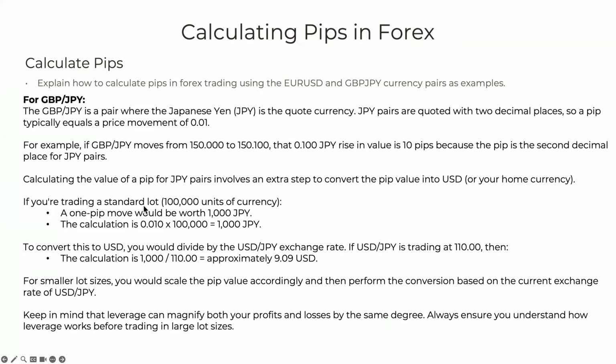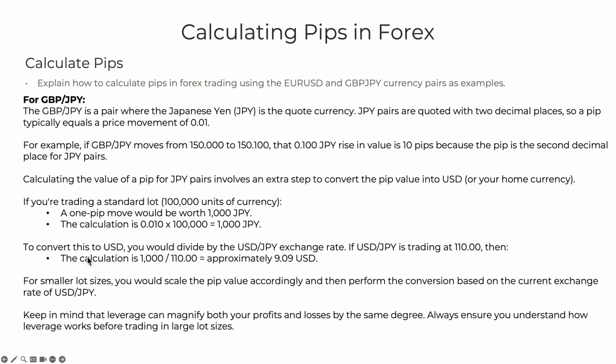If you're trading a standard lot, 100,000 units of currency, a 1 pip move would be worth 1,000 yen. Now we just keep it simple. Yes, the money will be off a little bit, but for the most part, to keep it simple, it's going to be somewhat the same. It will be off a little bit, but you calculate it the same exact way.